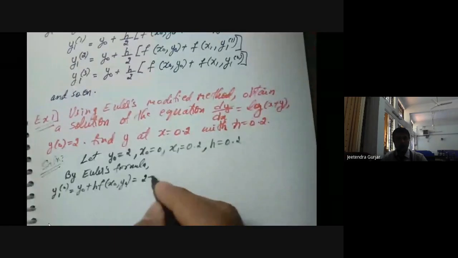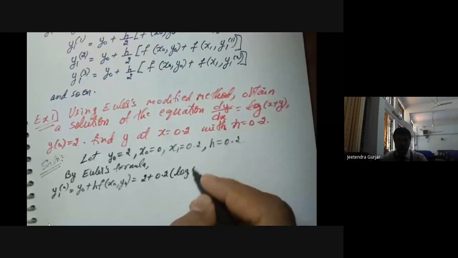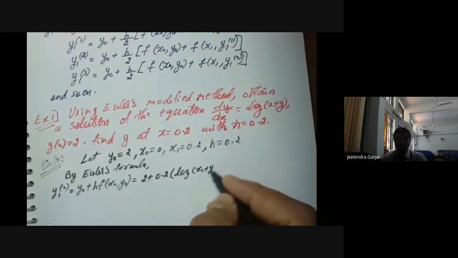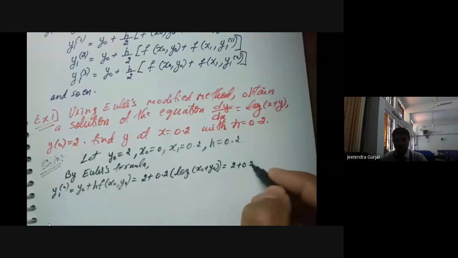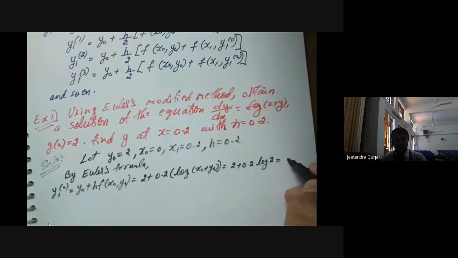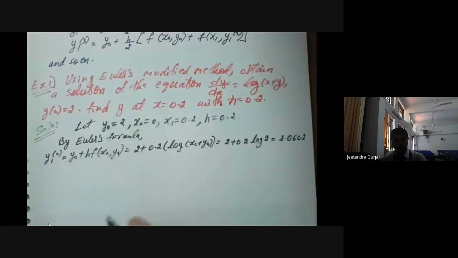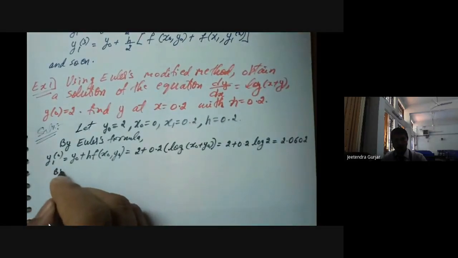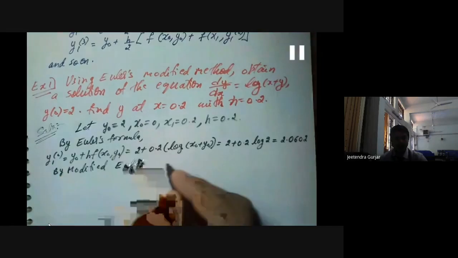y1 raised to 0 is equal to y naught plus h f of x naught, y naught. So y naught is 2, substitute 2, plus h, substitute 0.2, and f of x naught, y naught is nothing but the given equation log of x naught plus y naught. When you substitute the values, it is going to become 2 plus 0.2 log of x naught plus y naught. x naught is 0, y naught is 2. So log 2. When you simplify this, you are going to get 2.0602. Is it clear, students? So this is by using Euler's formula.